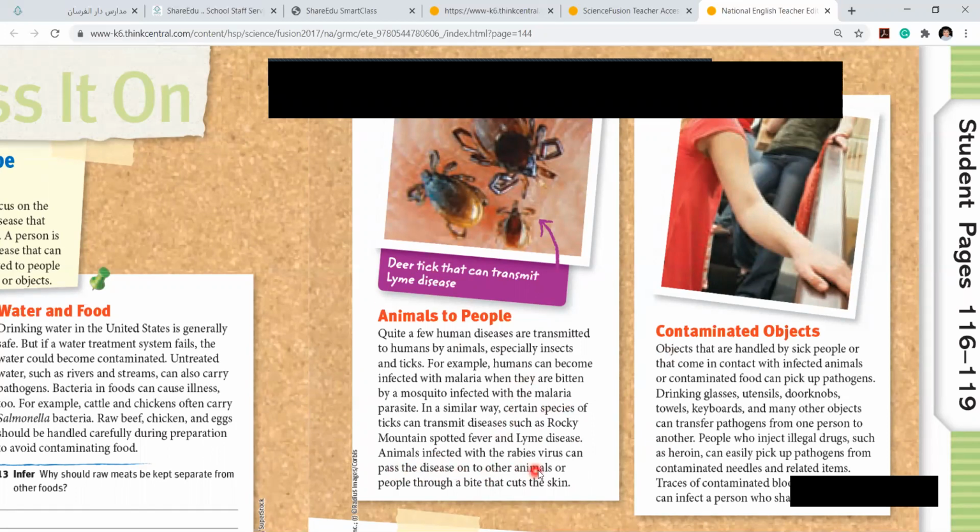Animals infected with rabies, like when accidentally a rat bites you, they say it can cause rabies. You have to go immediately, within 24 hours, to the doctor to take injections, because the rabies virus can pass the disease to another animal or person through a bite that cuts the skin. Okay?